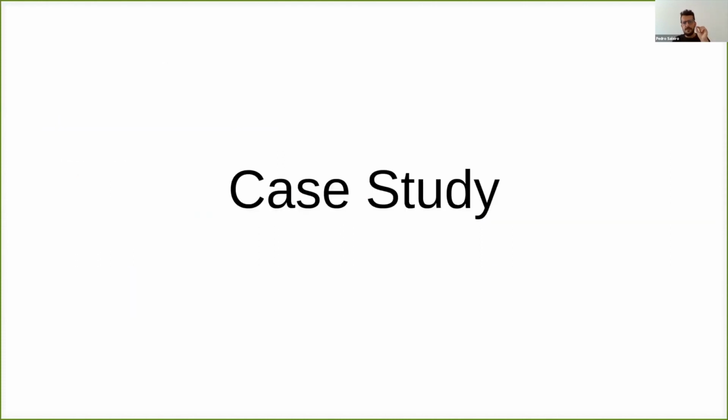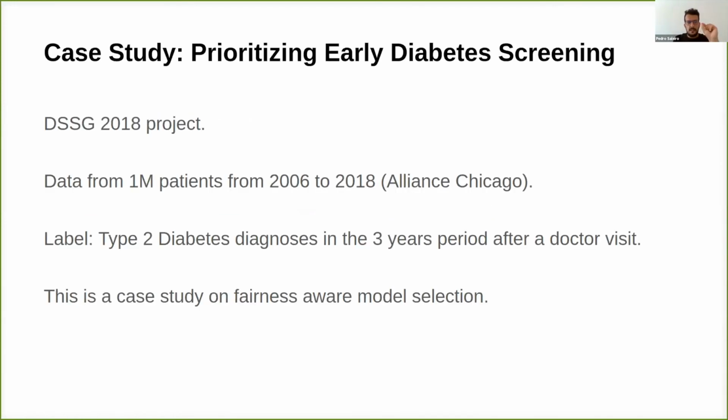So now just a few minutes on a specific case study. This was a DSSG 2018 project. The partner was Alliance Chicago, and the goal was to prioritize early diabetes screening. And the label is: when you visit a doctor, if you develop diabetes in the next 3 years, that's a 1. And if you don't develop diabetes, that's a 0.